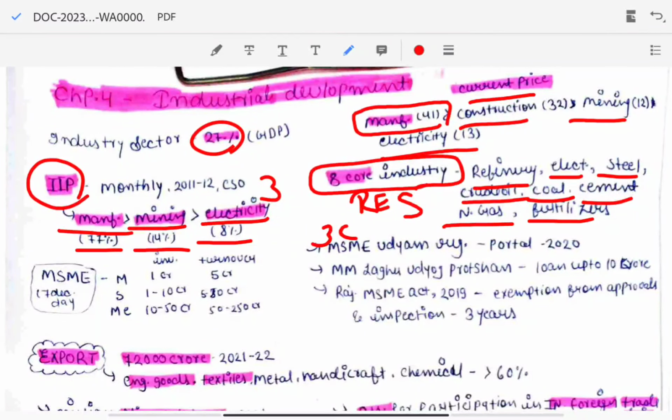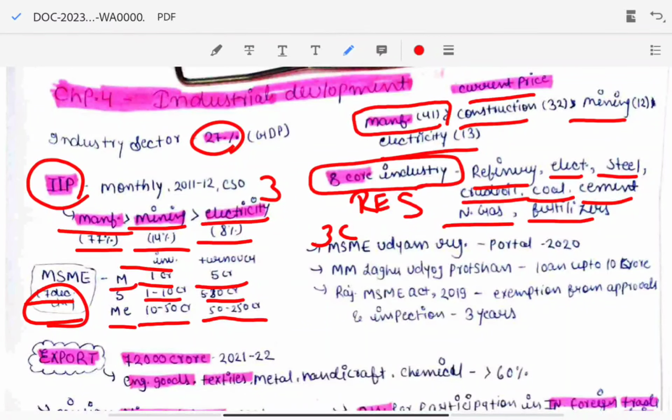Then we have MSME, that is micro, small, medium enterprises. On 17 December, MSME Day is celebrated, and recently the Government of India has changed the definition of micro, small and medium enterprises. So micro enterprises are those that have an investment of 1 crore and turnover of 5 crore, and for small it is 1 to 10 crore and turnover is 5 to 50 crore, and for medium it is 10 to 50 crore investment and 50 to 250 crore turnover.